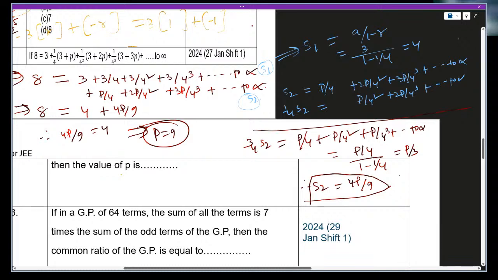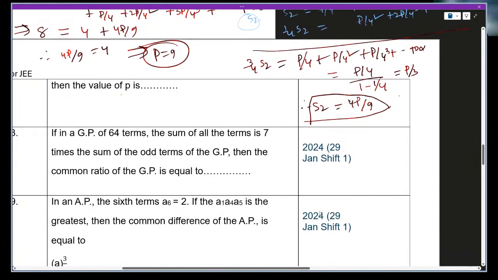Next one is a challenging and very interesting sum. Number 8. If you can, try once. 8th one. Oh no, not common, not challenging. I mixed up with another one. This is not very challenging. You can do it. No? In a GP of 64 terms, the sum of all the terms is 7 times the sum of all terms of the GP. Find the common ratio of the GP. Just a 2 step sum. Try once. GP series, no? Just try. GP of 64 terms.